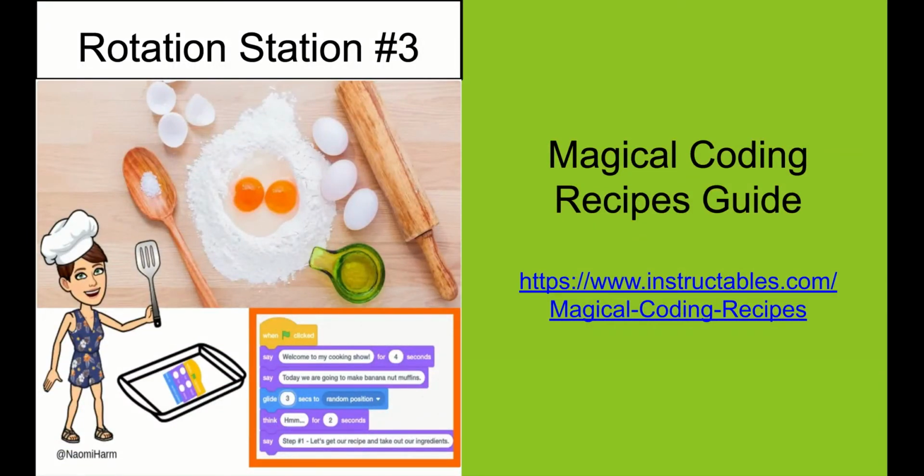As we continue on to rotation station number 3, I absolutely love working with coding and real-life skills, especially when it comes to cooking and recipes. A lot of times when I work with my students and even teachers, they've never made the association that computational thinking is a beautiful complement to cooking recipes, which are an actual beautiful algorithm. I have created an Instructables magical coding recipe that you can use to create your own cooking show.